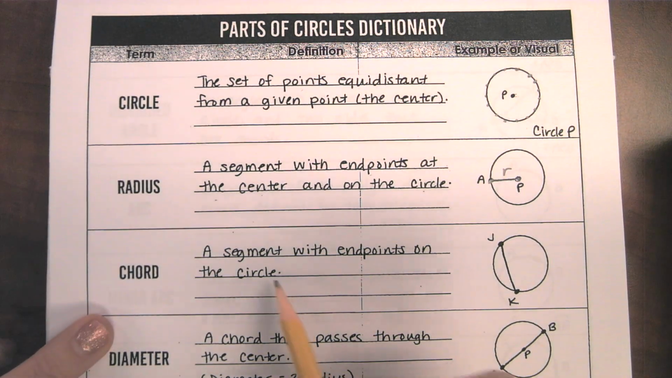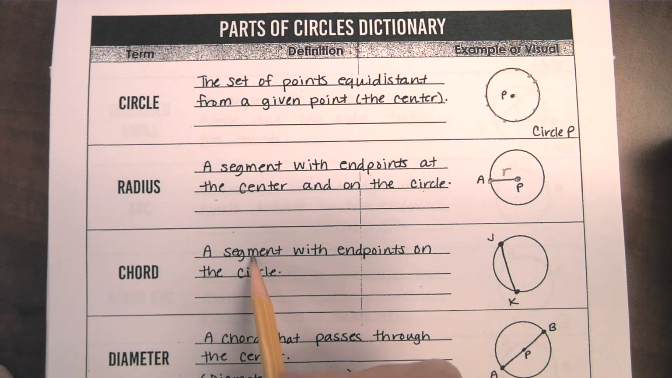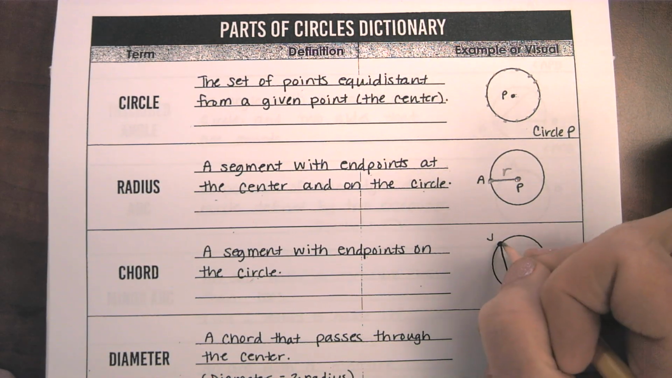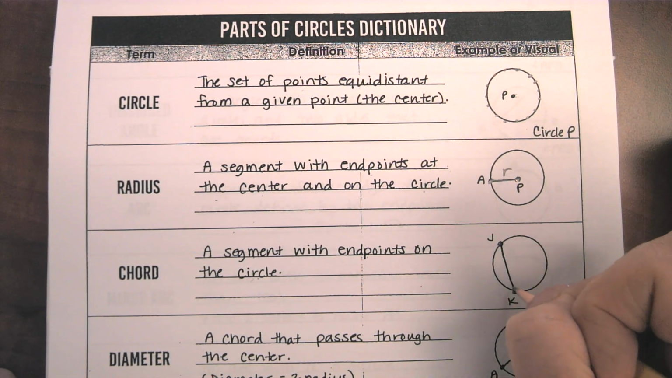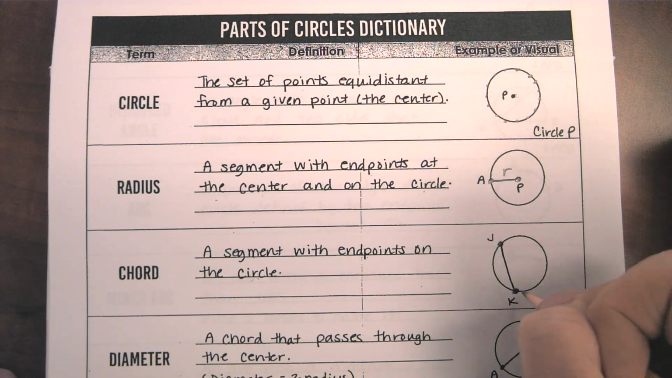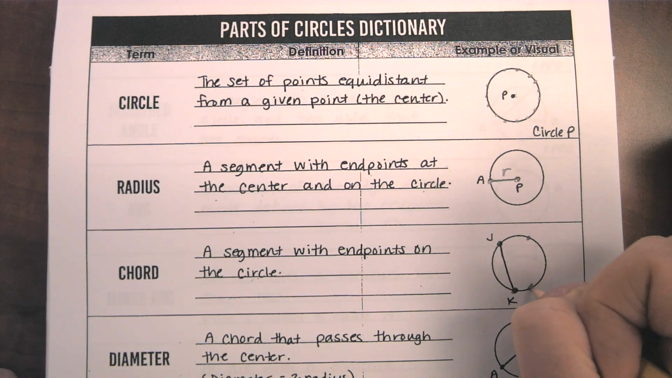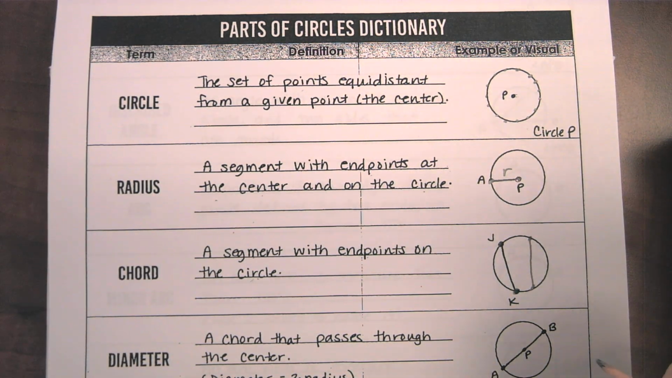Okay, a chord. A chord is a segment with the endpoints on the circle. So here is a chord. Notice that the endpoints are both on the circle, and it is the line connecting those points. Now they can be anywhere on here. In fact, I can make another chord right here if I wanted to. 2 endpoints and connect them.